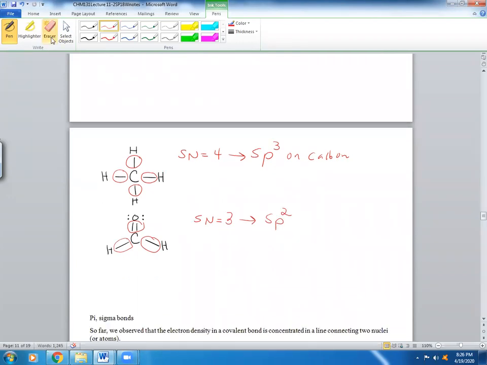Oxygen, you can determine the hybridization on oxygen. I'm going to use the color blue for this, so you can see them. I'm just going to erase these. Here's a domain on oxygen. Here's a second domain, and that double bond is also a domain. So the steric number is 3. Also, oxygen has an sp2 hybridization. So this is on O, and this is on C.